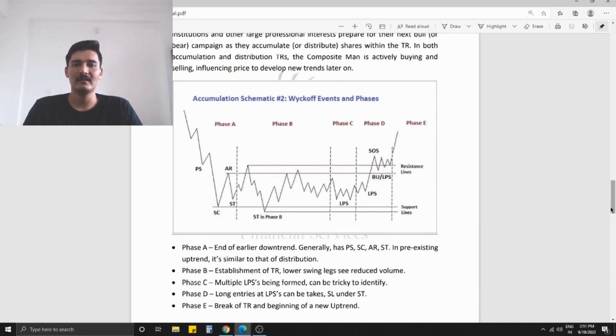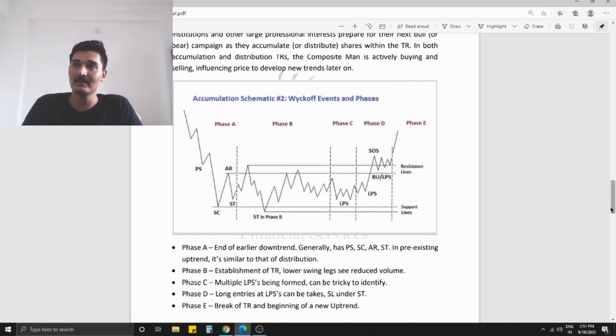If there is, however, a case wherein the price is already in an uptrend and it halts, goes into a range, and then again breaks the upside, then the schematic that we have here is not going to come into play. Then there is going to be a different one, which is going to be similar to the distribution one. Then we move on to phase B, where you have an establishment of a good strong trading range, boundaries, lower swing legs see reduced volume, effort versus result coming into play.